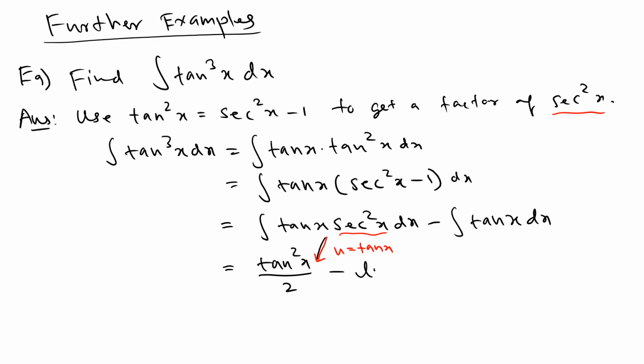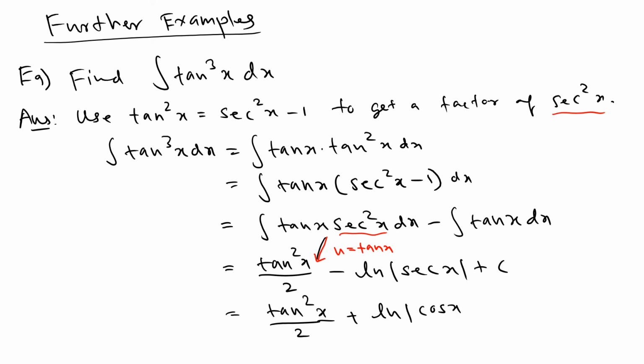And for the other one, this is just the natural log of secant x plus c. If you want, you can bring the negative sign inside, which flips it over. So the answer is tan squared x over 2 plus ln cosine x plus c. You can write the answer like that. So you can just use the substitution method or the formula trick, and you get the answer right there. And this one we just derived the formula.